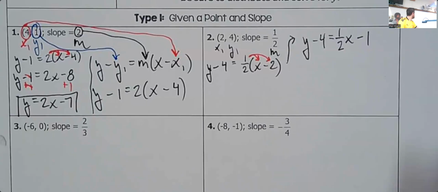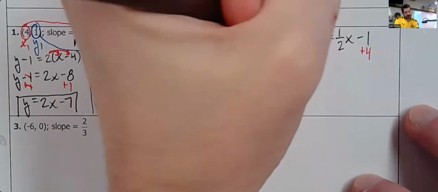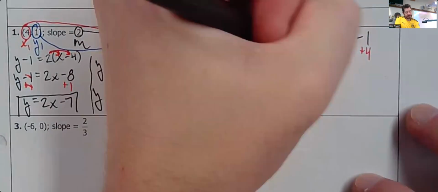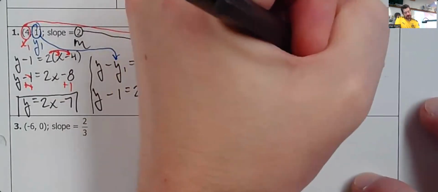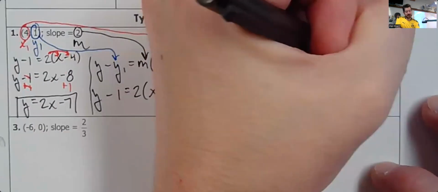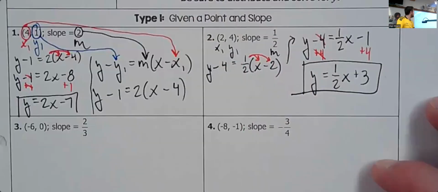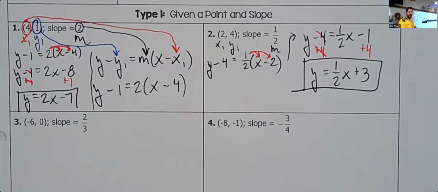And then we have one thing to do to get y by itself. What is it? Add 4, yeah. Plus 4 here, plus 4 here. So we're going to get y equals 1/2 x. Close. What's negative 1 plus 4? It'd be positive 3. Positive 3, yeah, so plus 3. Good. Start at negative 1, add 4 to that, you get positive 3. Nice.